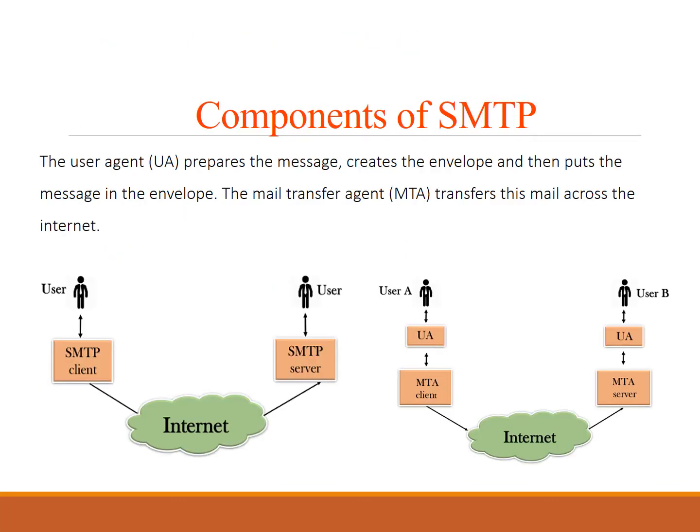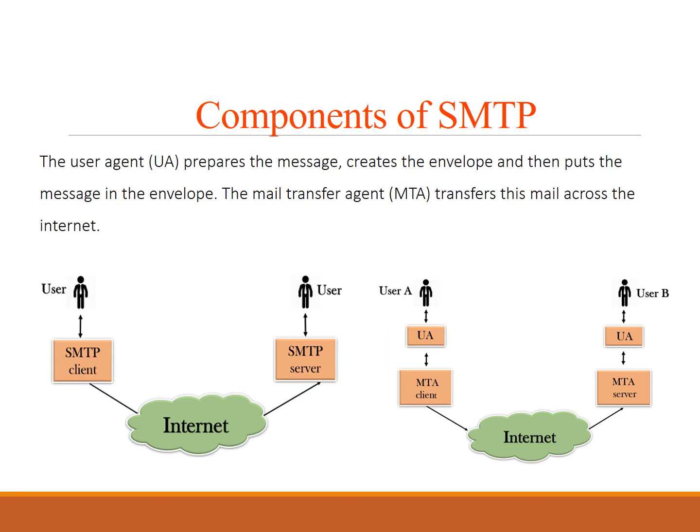The components of SMTP. It has two different components. The first one is the user agent, the second one is the mail transfer agent. User agent is shortly known as UA. It prepares the message, creates the envelope and then puts the message in the envelope. The mail transfer agent is shortly known as MTA. It transfers this mail across the internet.